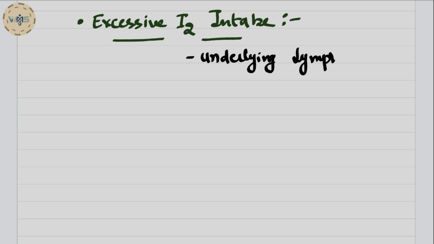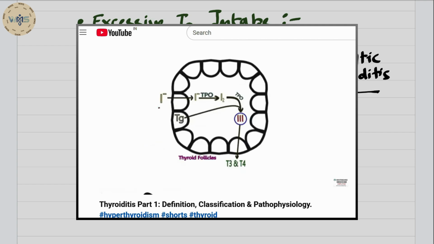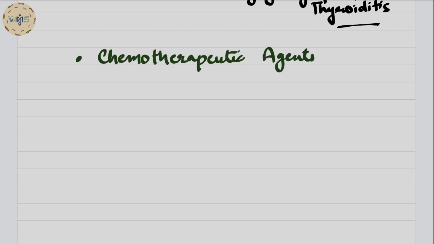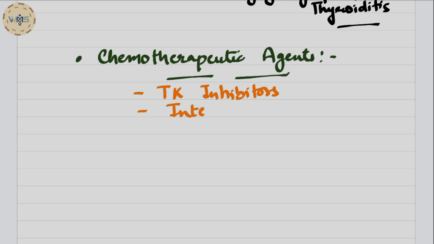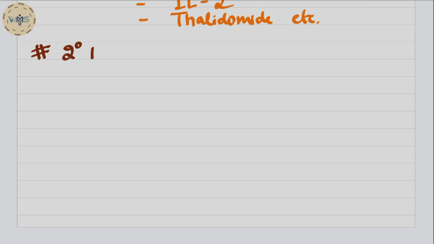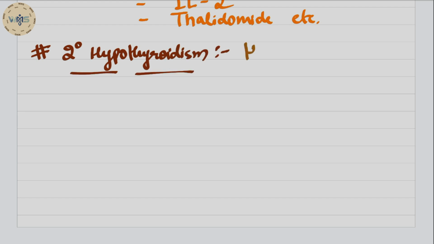And then the excessive iodine intake. Hypothyroidism may also develop in patients with high iodine intake, especially if they have underlying lymphocytic thyroiditis. A complete pathophysiology we already discussed, where we discussed how increased intake of iodine can cause thyroiditis. Please go and watch. Then we have the chemotherapeutic agents. Chemotherapeutic agents like tyrosine kinase inhibitors, interferon alpha 1, interleukin 2, thalidomide can also cause a silent thyroiditis that can lead to hypothyroidism. Secondary hypothyroidism is due to hypopituitarism.